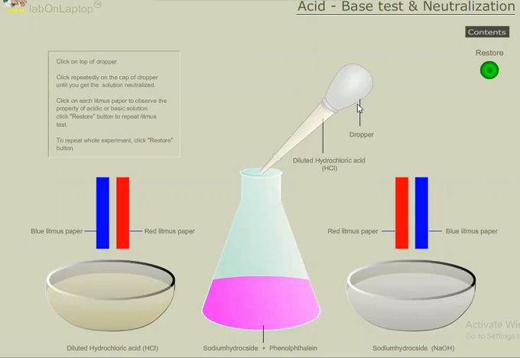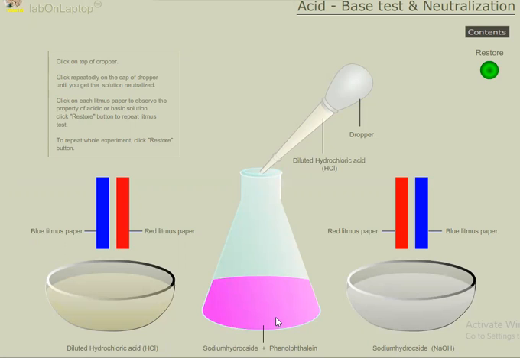One is a pipette, which has hydrochloric acid in it, and one bowl contains dilute hydrochloric acid, another bowl contains sodium hydroxide. Okay, some small mistake is there here, sodium hydroxide. Sodium hydroxide is NaOH, dilute HCl is HCl, and in this conical flask or beaker, sodium hydroxide and phenolphthalein solution is added.